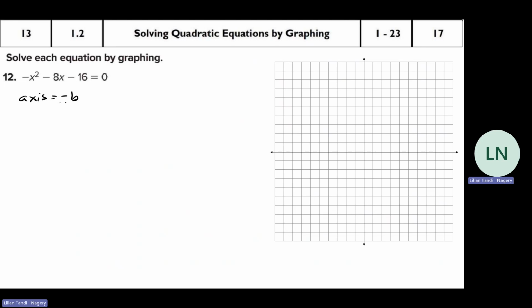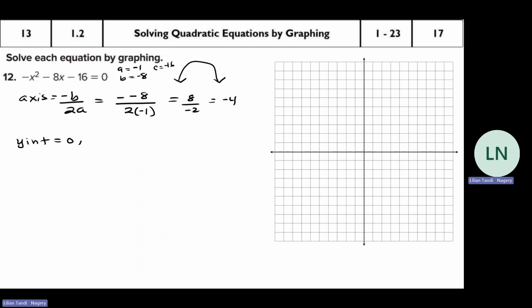Axis, -b over 2a, -8 over 2 times -1. Your graph will be going down because your A is negative. A is -1, B is -8, C is -16. This will be 8 divided by -2, which is -4. I agree. Then what do we have after axis? You have y-intercept, which is 0, -16.